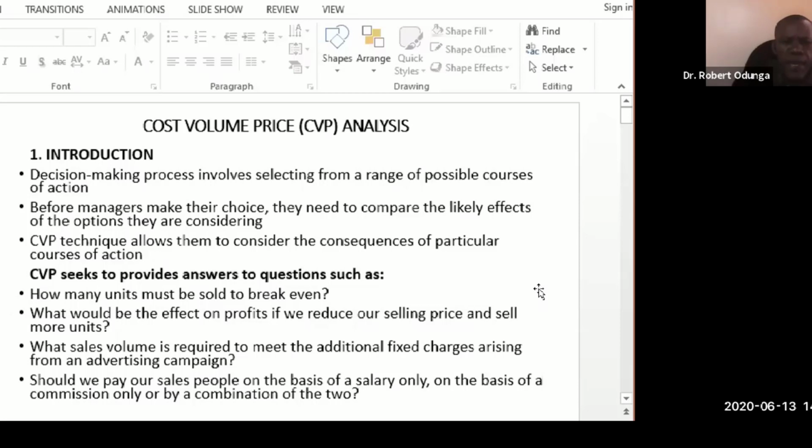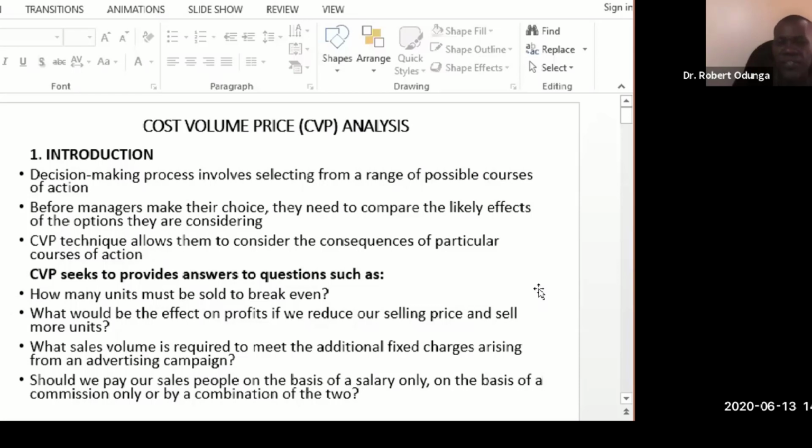Fourthly, should we pay our salespeople on the basis of salary only, on the basis of commission only, or by a combination of the two? All right. These are some of the things that you have to play around with as a manager, so that you inform the board accordingly on what way to take. Such questions like, if the salespeople are motivated they will work hard to sell more, and by selling more, you are making more profits, right?